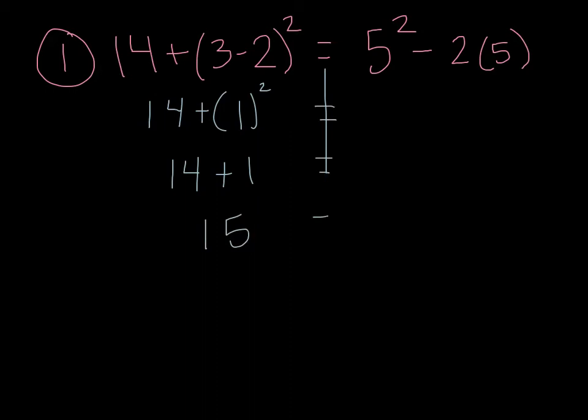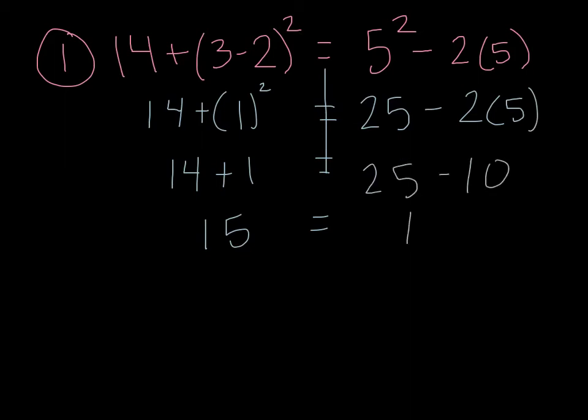Now we do the right side. Exponent first, so 5 to the second is 25, minus 2 times 5. Now we multiply next, so 25 minus 10, and then you can go ahead and subtract, and you get 15. So we have 15 equals 15, which both sides do equal each other, so we call that true.